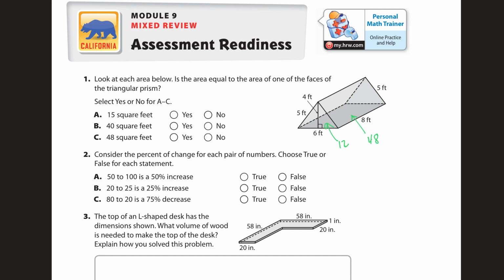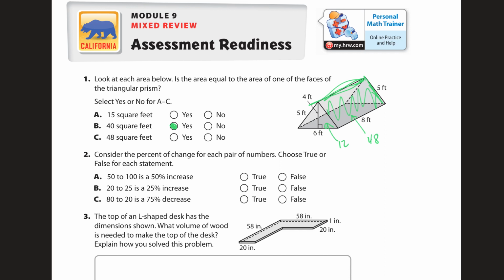So the side, this side here, oh boy, this is kind of tough, but the side with this and this here. So this side is 8 times 5, which is 40. So, I see 40. So 40 is right here. So that's a yes. Okay.